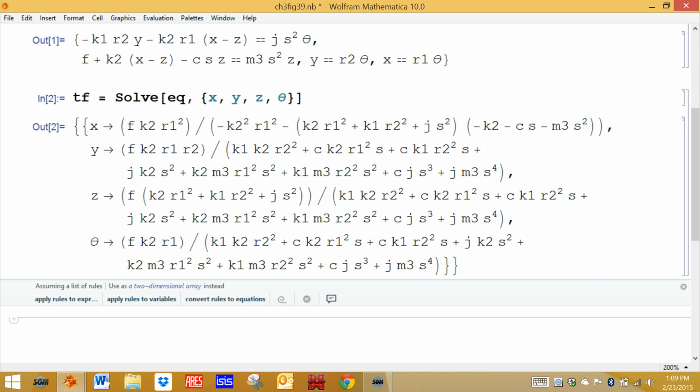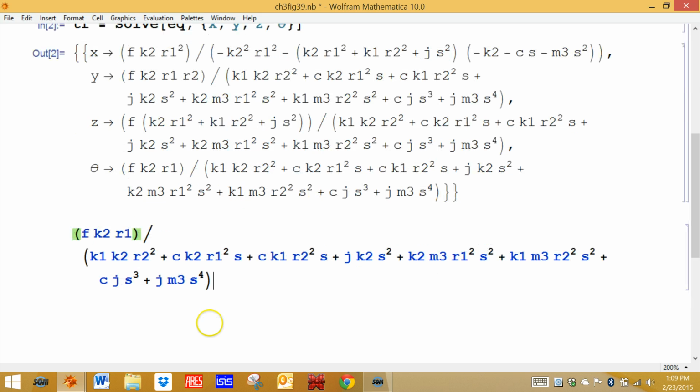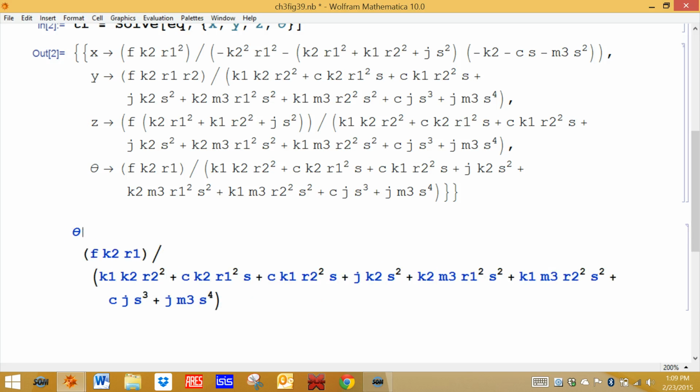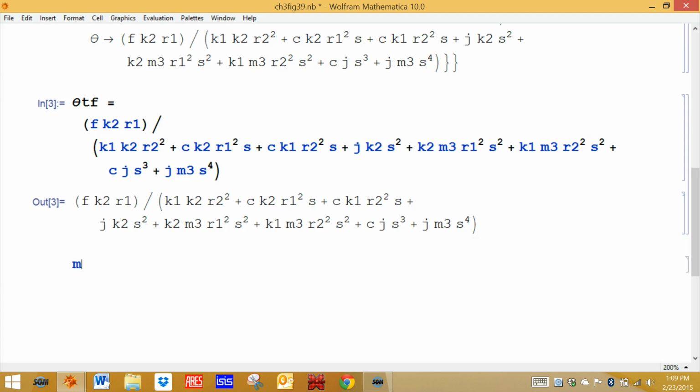In the class we had interest in the angle theta, so I'm going to just simply cut and paste that from the values. I'm going to give it a name. I'm going to say it's the theta transfer function. So that's my theta transfer function. Just to keep things simple, let's come up with some numbers. I have no idea what we set them to be in the class, so I'm just going to make up a few more. The numbers really don't make much difference.